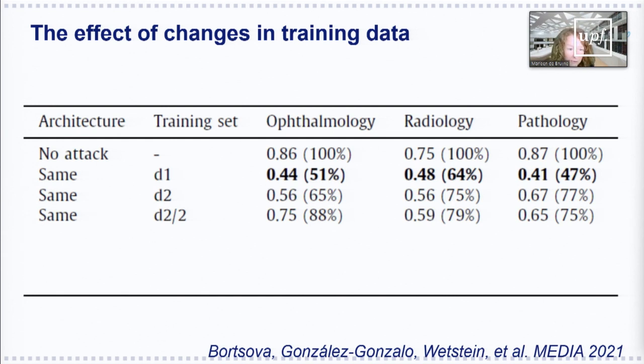Now we look at differences in training data. So the first row again shows no attack, and then we're looking at cases where the architecture is the same. Here we have the same training set. Here we use different training sets. In all cases, if the attack and the original model are trained on the same data, attacks are much more successful.